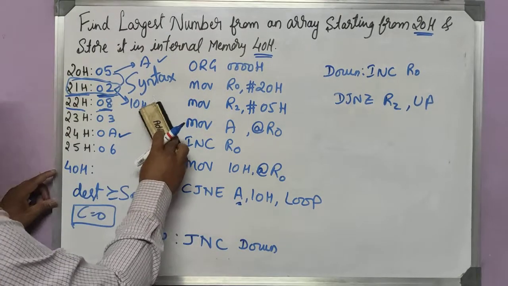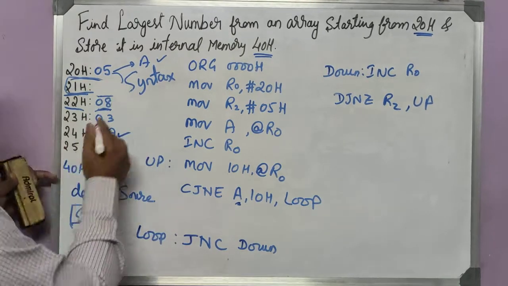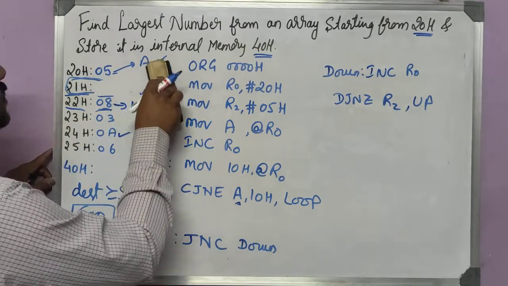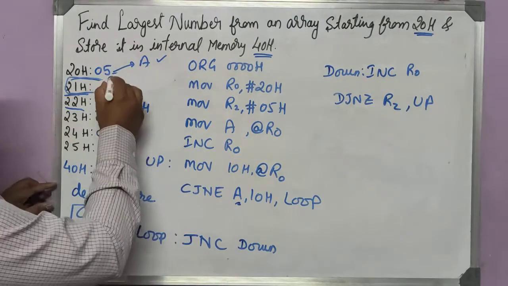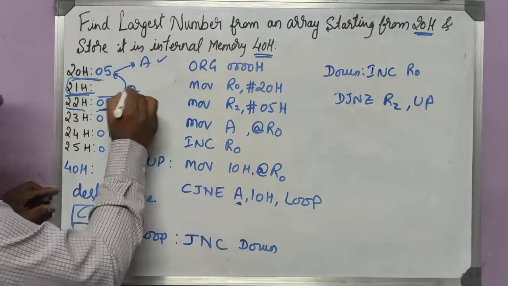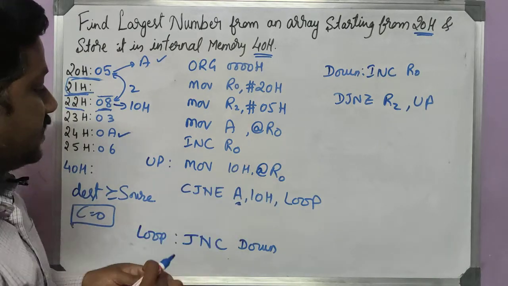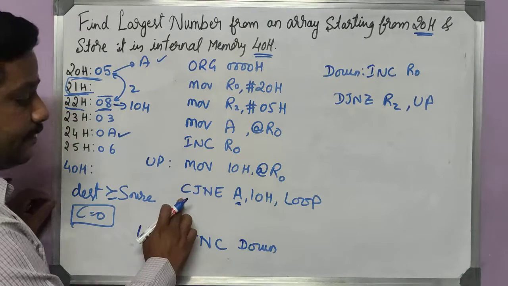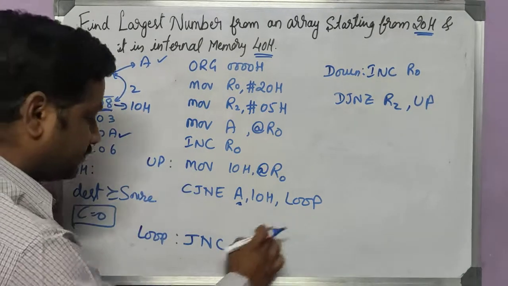So let me clear it. So this data is vanished now. So this is going to be in 10H. Right. So in accumulator we have 5 and in 10H we have 8. Let's do the comparison. This is the second comparison. Okay. So we got it into 10H and CJNE again compares it. These two are again not equal. Compare and jump if not equal. Yes, these two are not equal. So it will jump here.